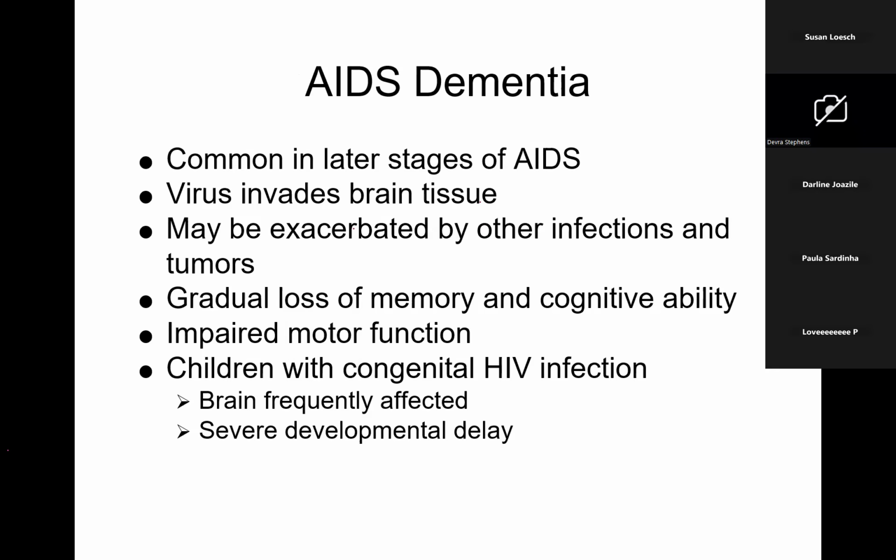They'll have a gradual loss of memory, cognitive function, and impaired motor function. So that's going to lead to ataxia, weakness, abnormal reflexes. And in kids with congenital human immunodeficiency virus infection, the brain can also be affected, causing intellectual delays and impairment with motor development.